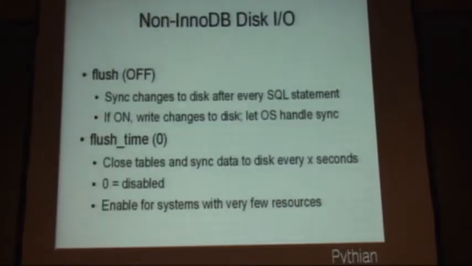So non-InnoDB disk I/O. Disk I/O is usually the main source of slowness. Reading and writing to and from the disk is a lot more expensive than reading and writing from RAM, from memory. It just is. If you have traditional disks that spin, you have to think about, okay, where are the files, and do my disk heads need to seek a lot of places?